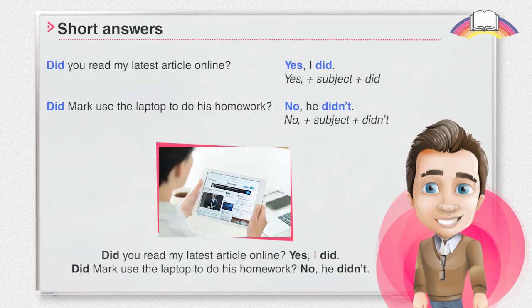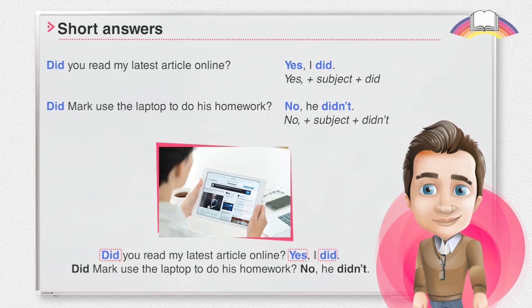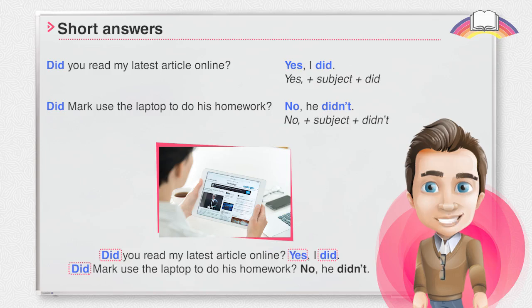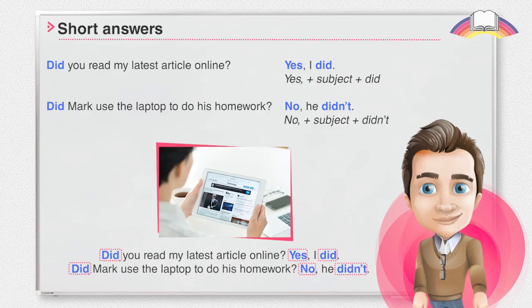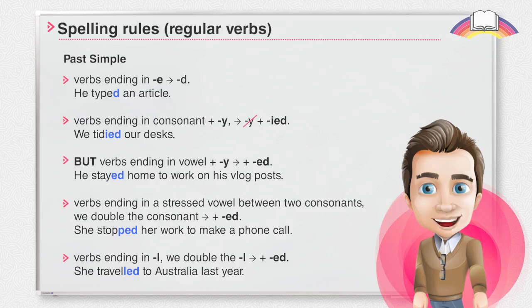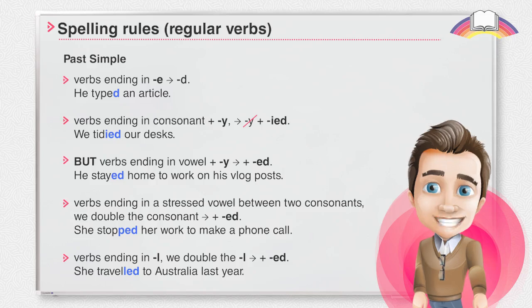To answer questions with did, we use short answers. Look at the table again. As you can see, we do not use the main verb in the short answers. Did you read my latest article online? Yes, I did. Did Mark use the laptop to do his homework? No, he didn't. Let's remember the spelling rules of the past simple affirmative regular verbs.